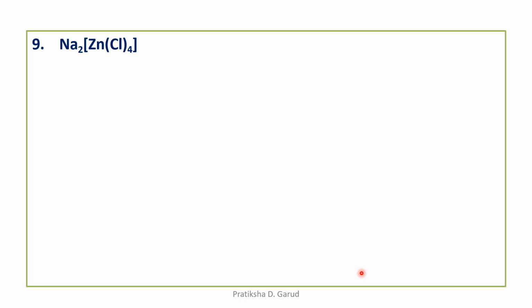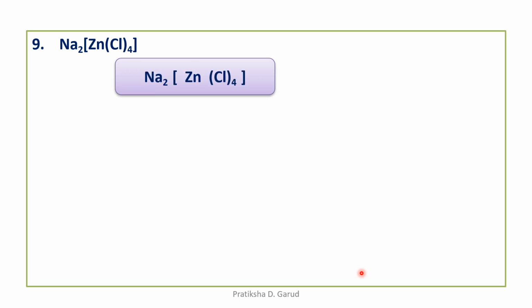Next example is Na2ZnCl4. Again it is the same, that is the anionic type of complexes. Zinc is the central metal atom or ion, for which we have to find out the oxidation state or number, hence we have to put the X. Chlorine is the negative ligand, which is having the -1 charge. Sodium is a cation, therefore +1 charge, and hence we are having X plus -4, which is equals to -2, and hence X is equals to +2. That means the oxidation number of the zinc, that is the central metal atom, is +2.